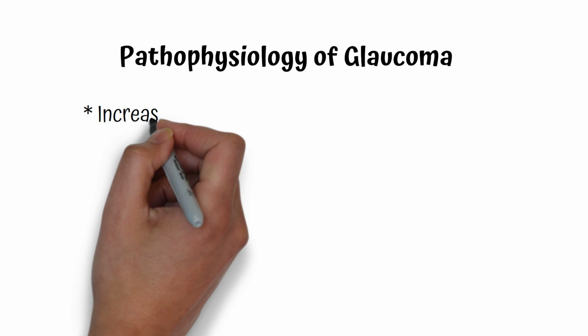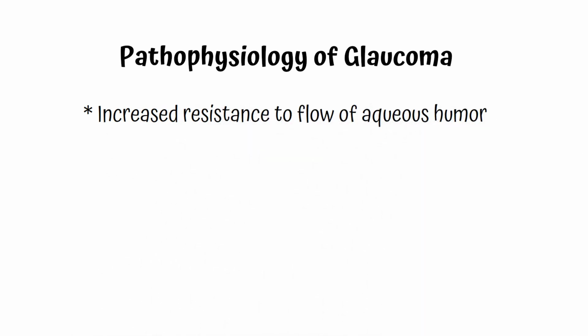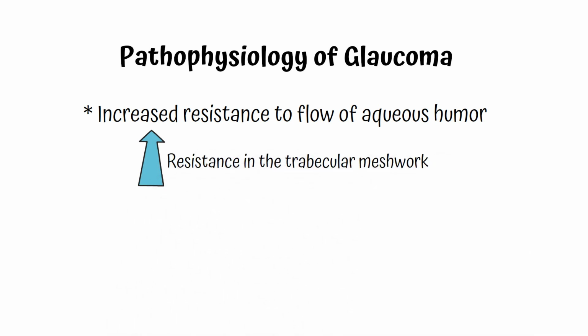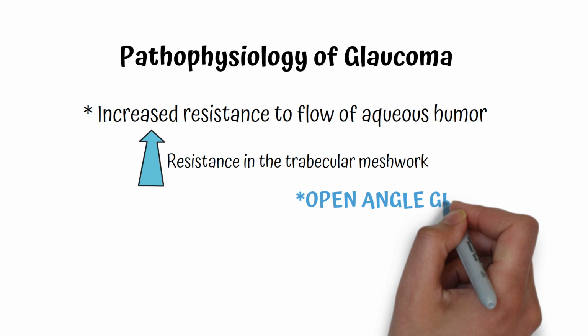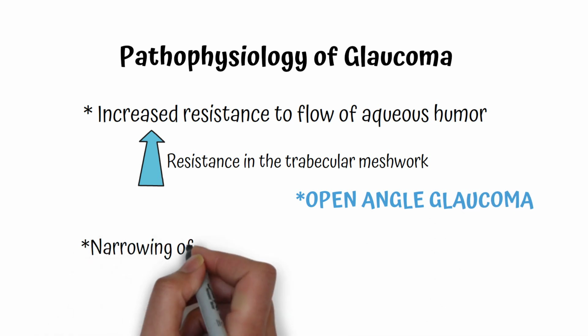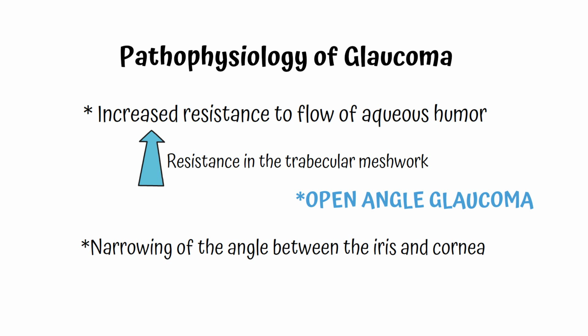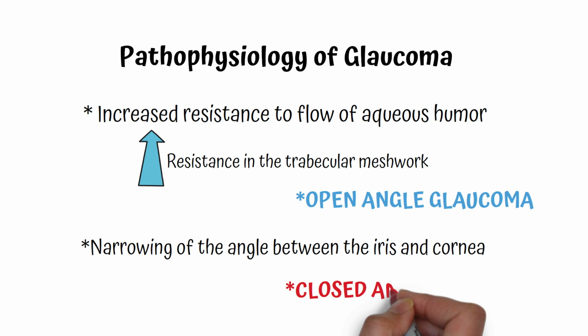Glaucoma happens when there's increased resistance to the flow of aqueous humor. This can result from an increase in resistance in the trabecular meshwork, which is also called open-angle glaucoma, or due to narrowing of the angle between the iris and the cornea, which could happen due to the lens pushing against the iris. This is called closed-angle glaucoma.